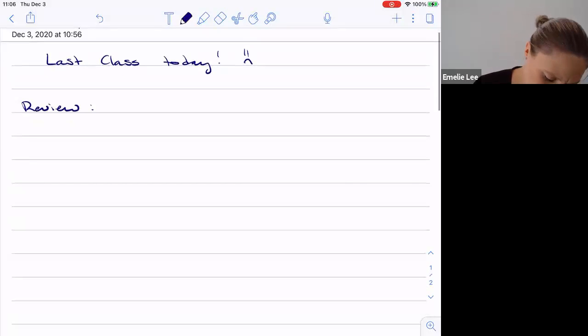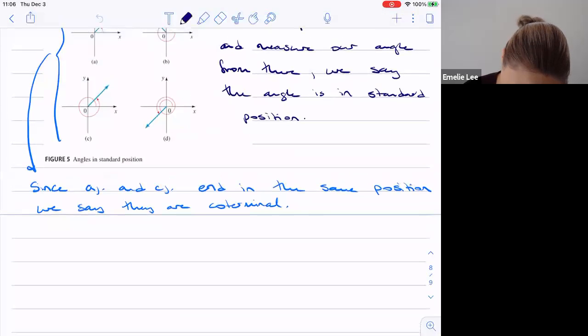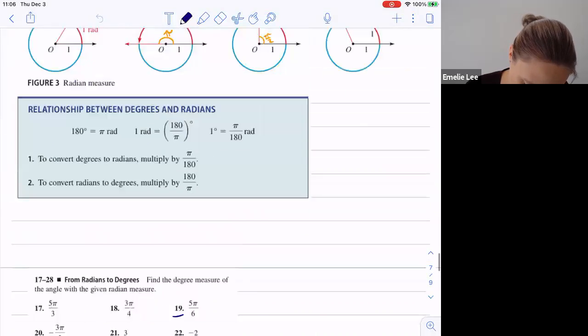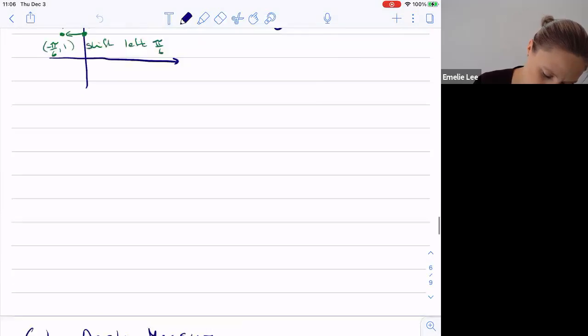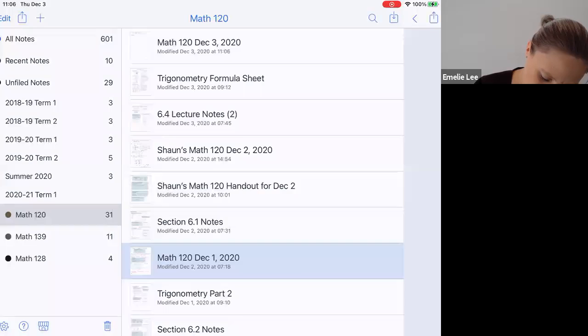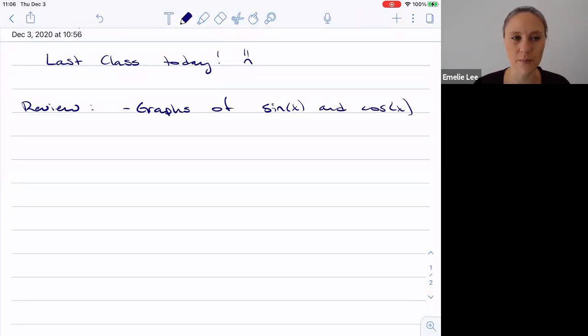So what did we do last day? Oh yeah, we talked about coterminal, and moving from radians to degrees. And we talked about the graphs of trig functions, the graphs of sine of x and cos of x. We're going to come back to those briefly, but no shifting or anything like that today.